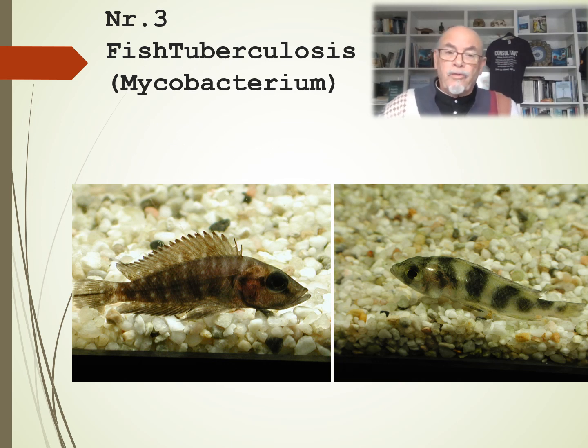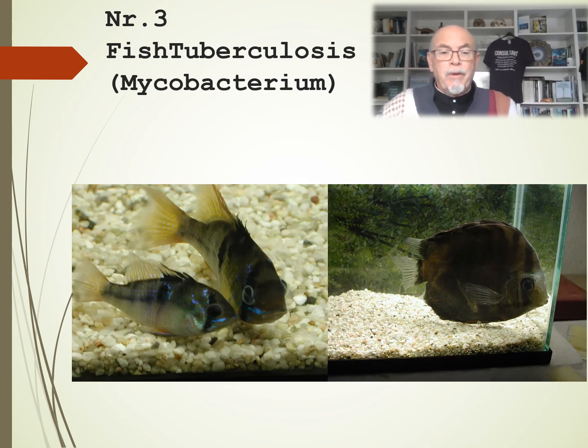Fish tuberculosis. Number 3, Mycobacterium. See the skinny Labros calvus, or this obliquidens Haplochromis species. Look how skinny and bad it looks. Here the Ramirezi, different, pop-eyed, big belly. Well, that looks like a kind of dropsy, but it isn't. It's a Mycobacterium, which can cause a kind of dropsy look. Or here the wasting away, thin, dark discus.